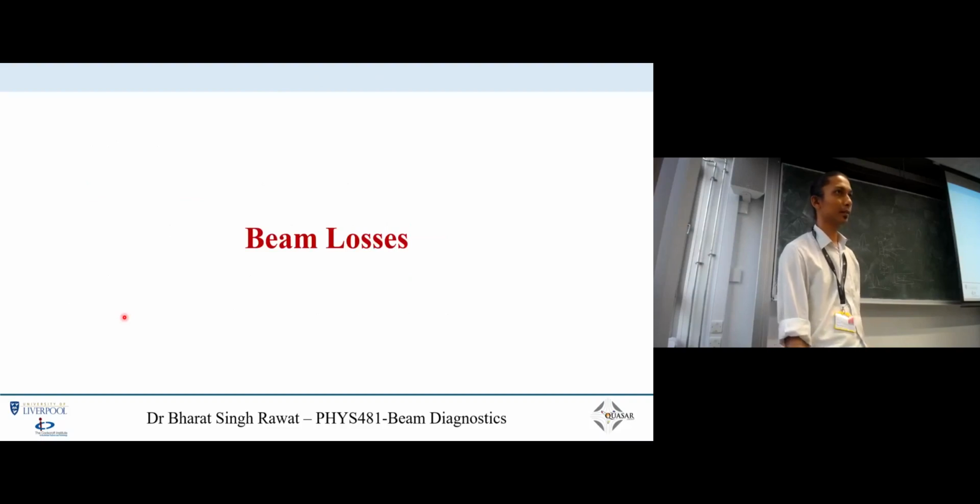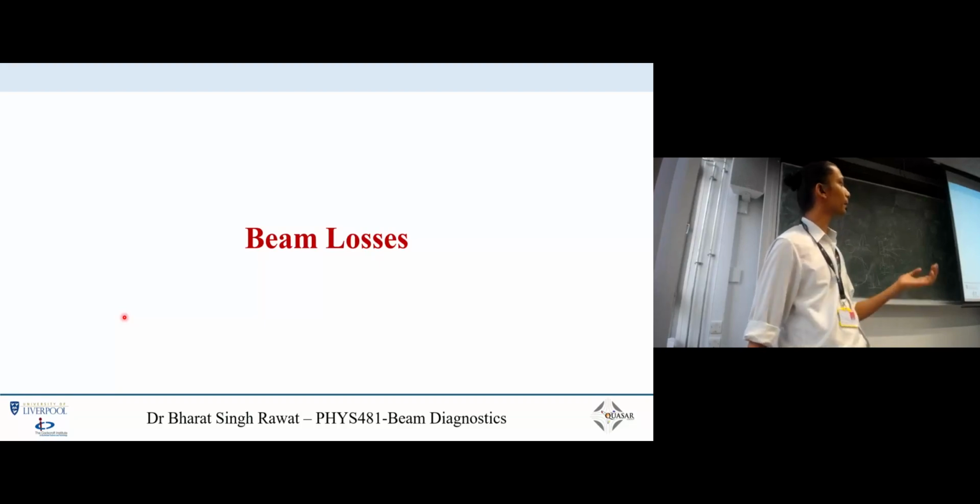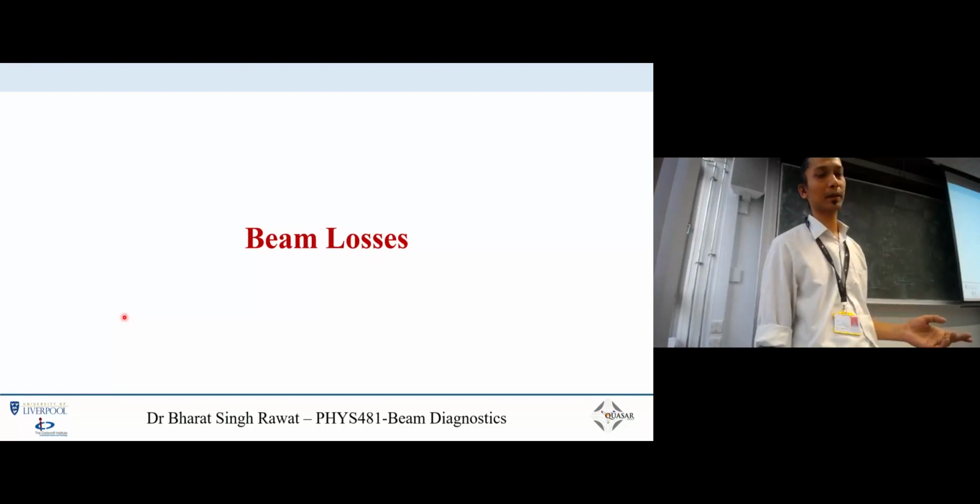Any questions still on Faraday cups? Yeah. Now we come to losses. So we have measured charge, we have measured position. Now we measure losses along the beam. So under different kinds of forces, the beam contracts, the beam expands, and some particles are lost.